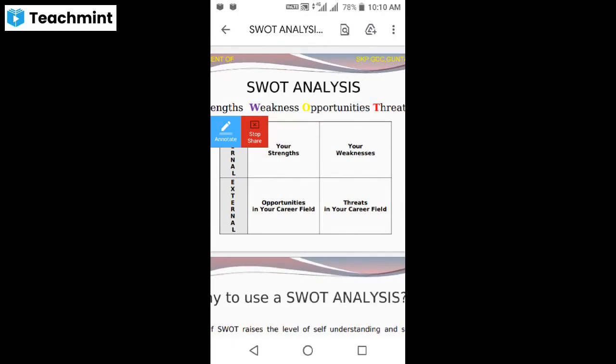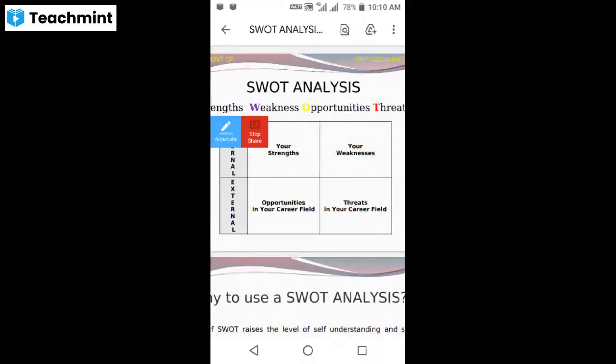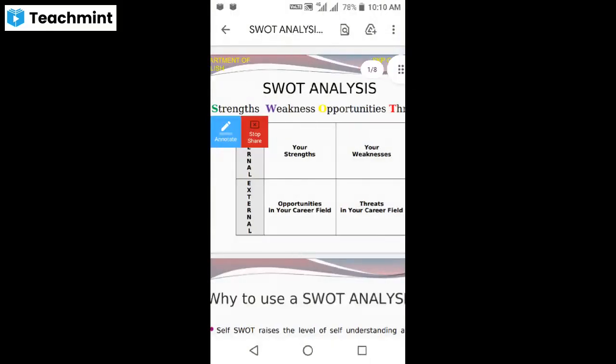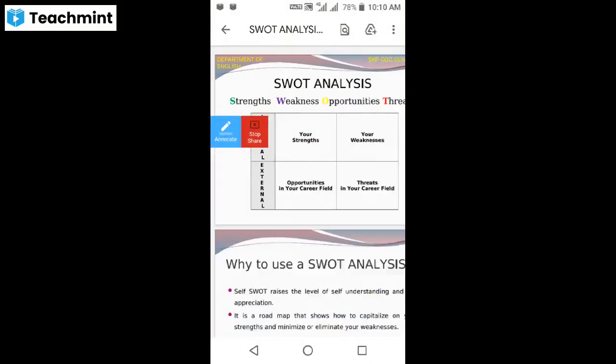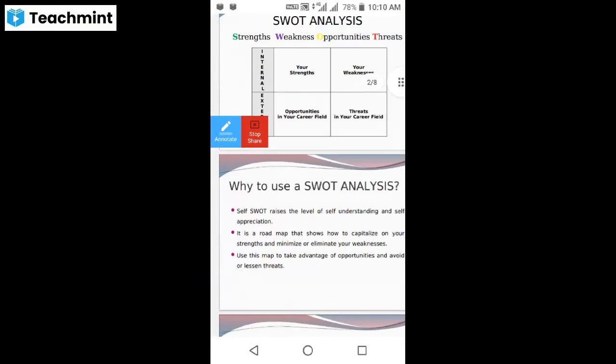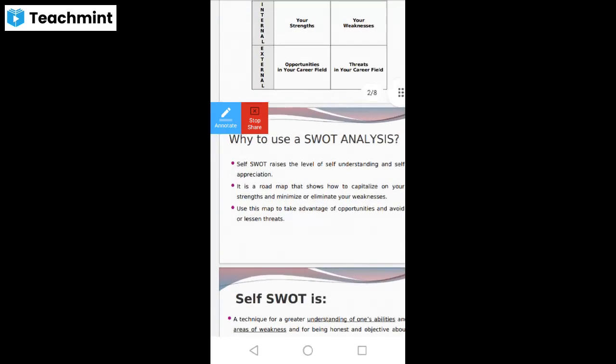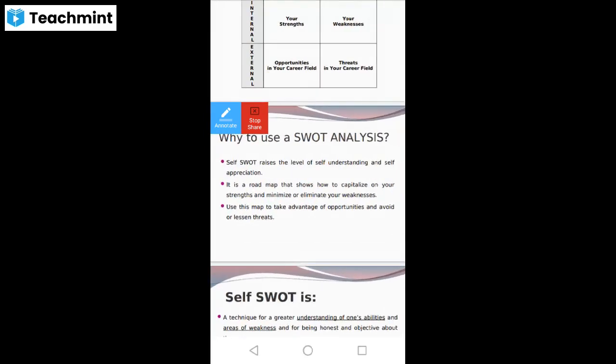So we have to analyze what are the challenges you have to face to achieve your goals. These are called SWOT analysis. Now look at it. Why use a SWOT analysis? I will tell you. Self SWOT raises the level of self-understanding and self-appreciation.